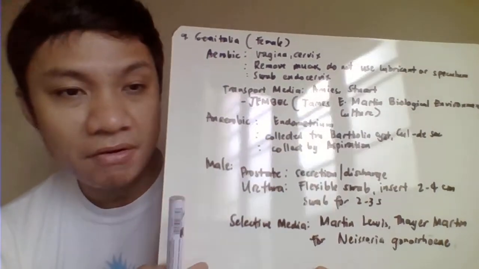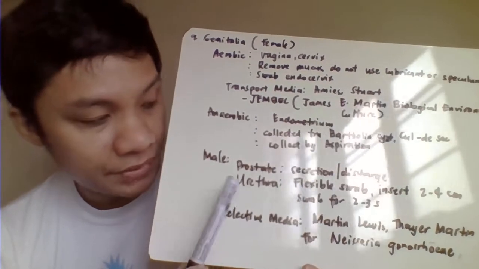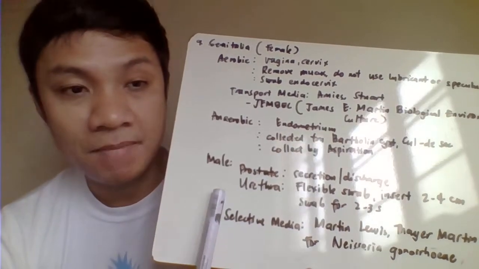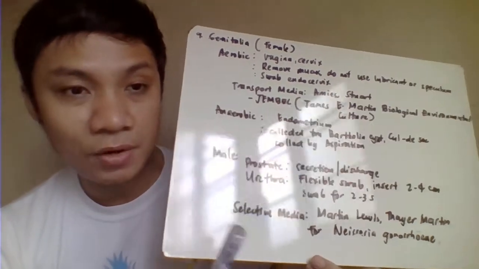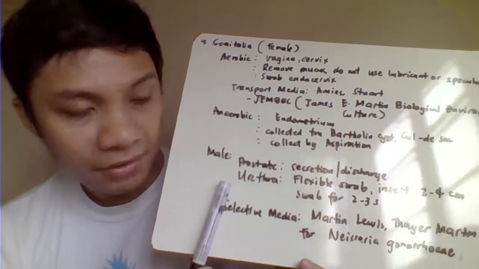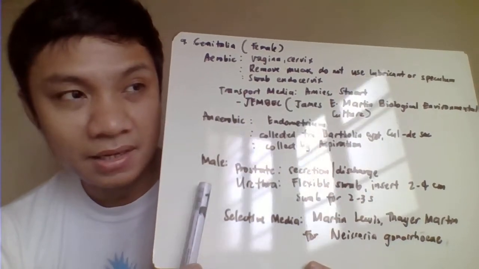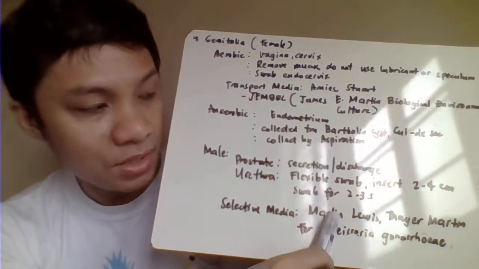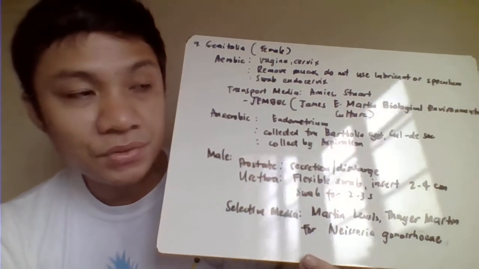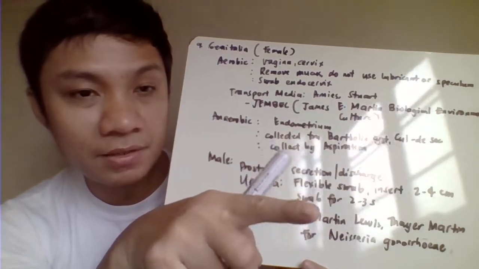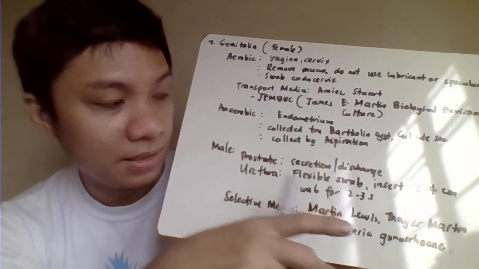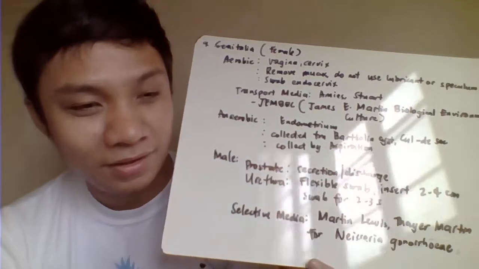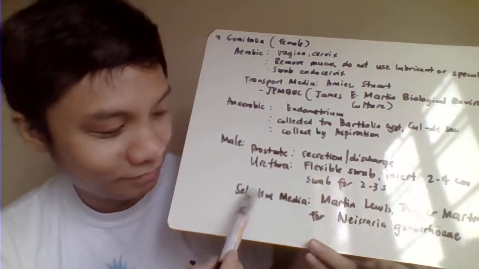Okay, for the male, for sexually transmitted disease like prostate infection, for prostatitis, you can collect it by prostate massage and collect the secretion. Okay, for the urethra, the daanan ng ihi, you can swab that one by inserting the flexible swab. Insert 2 to 4 centimeters sa loob and then try to swab, mga 3 to 4 seconds. Rotate mo lang. Huwag mo masyadong ipasok dun sa loob. Sakit, no?